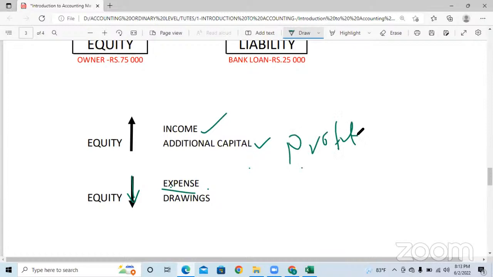Profit, will it increase your equity or will it reduce your equity? It will increase your equity, right? Profit. How to calculate profit? Can someone tell me? This is something basic, anyone will know. How to calculate profit?